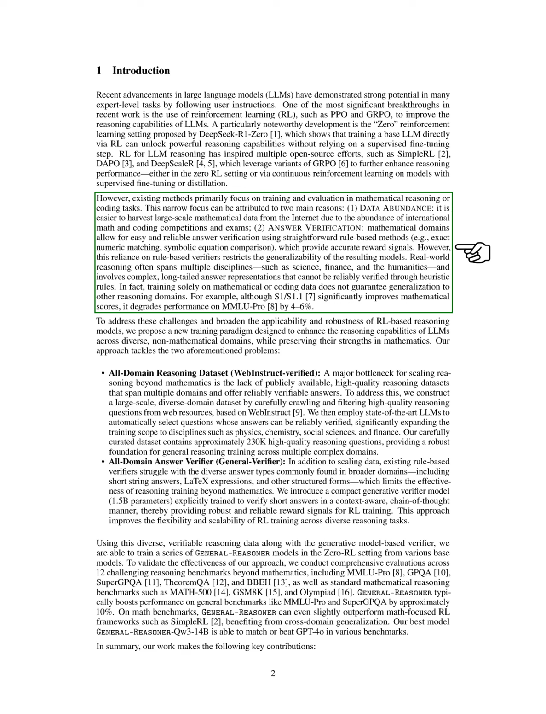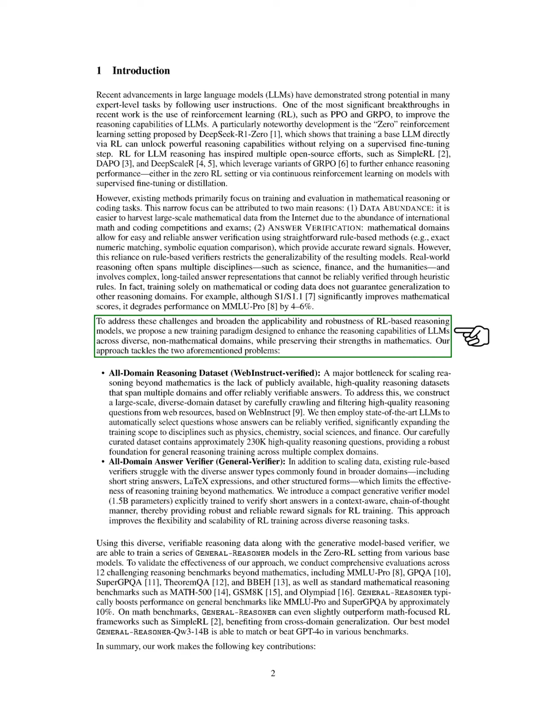Real-world reasoning often involves various fields, like science, finance, and the humanities, and includes complex answers that cannot be easily verified with simple rules. For instance, while some models improve mathematical performance, they may perform worse in other reasoning areas. To tackle these issues and enhance the applicability of RL-based reasoning models, we propose a new training approach aimed at improving LLM reasoning across various non-mathematical domains while maintaining their mathematical strengths.